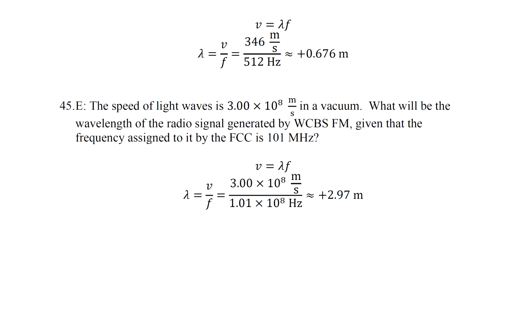Question 45. The speed of light waves is 3 times 10 to the 8th meters per second in a vacuum. What would be the wavelength of the radio signal generated by WCBES FM, given that the frequency assigned to it by the FCC is 101 megahertz? 101 megahertz is 101 times 10 to the 6 hertz.